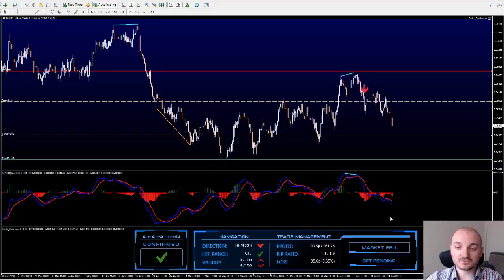Of course, you also have the opportunity to go ahead and place a market order or set your pending orders using the FX Delta dashboard. So that's pretty much all.